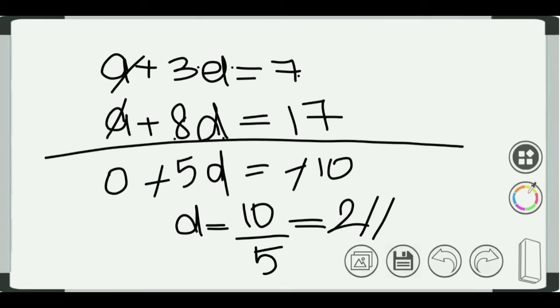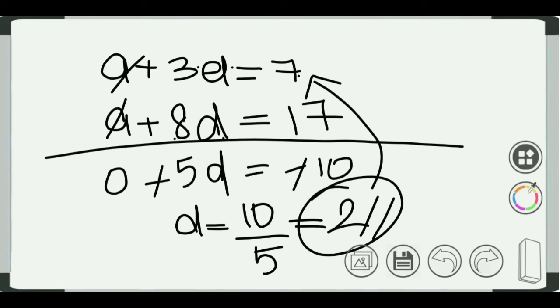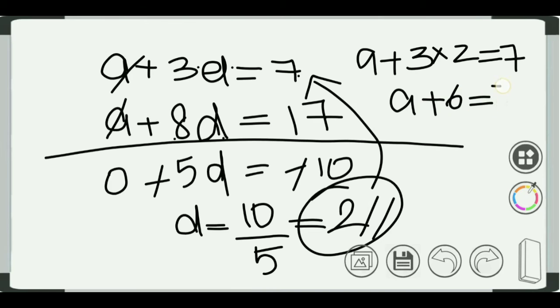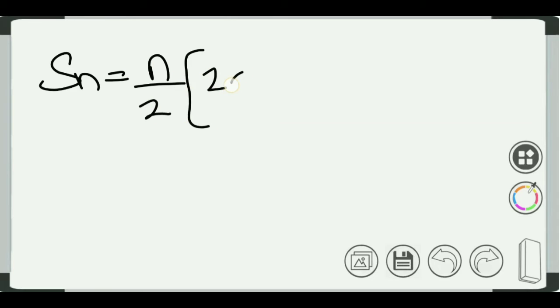Now you can substitute this value of d in your first equation and you can find the value of a. A plus 3 into 2 is equal to 7. So a plus 3 into 2, 6 equal to 7. A equal to 7 minus 6, which is equal to 1. So now you got the value of a as 1, d as 2. Now you can find easily the sum of first n terms of an AP. So what is the formula for the sum of first n terms of an AP? Sn is equal to n by 2 into 2a plus n minus 1 into d.